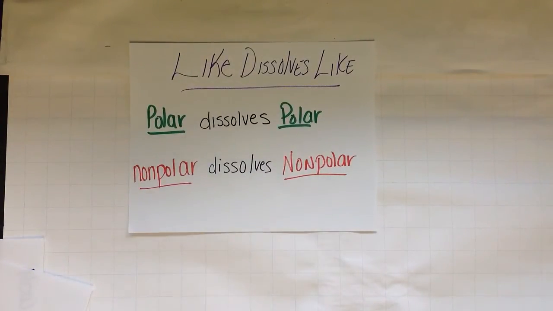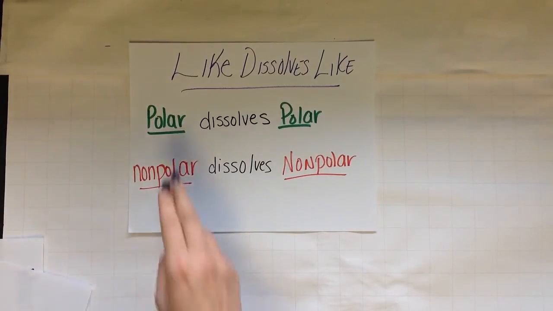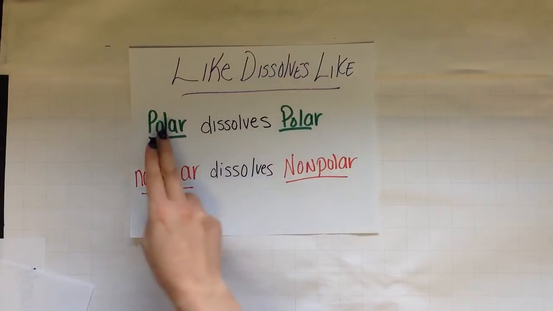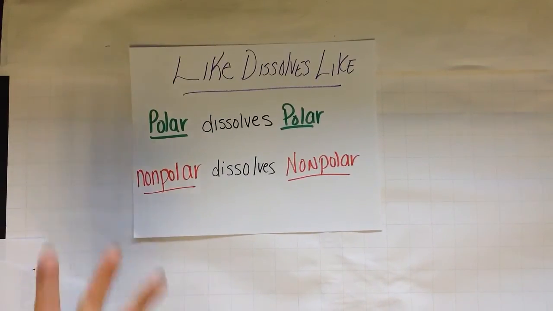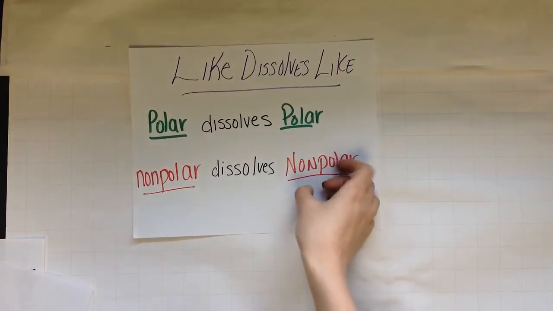Nonpolar and nonpolar dissolve. So if I have two nonpolar things come together, they can dissolve. So we call this like dissolves like. This polar and polar are alike, nonpolar, nonpolar alike. So will nonpolar and polar dissolve? No. And if you think about it, polar is water, nonpolar is oil. Do those dissolve? No. Okay, so that's a good general rule to memorize.